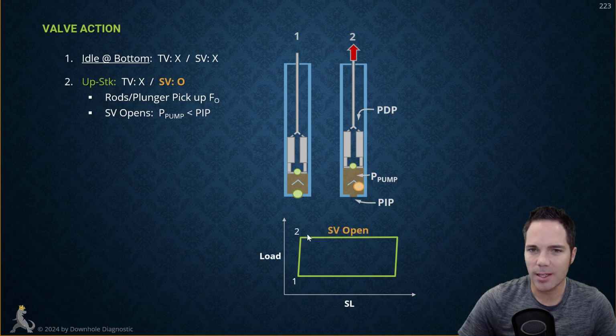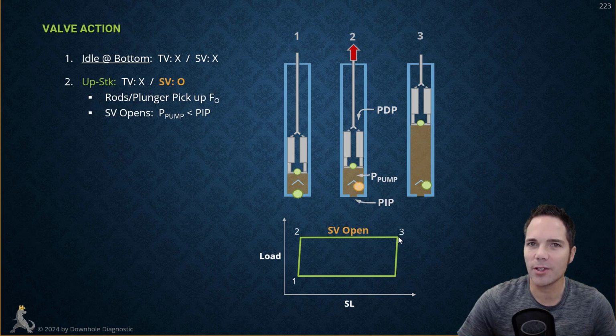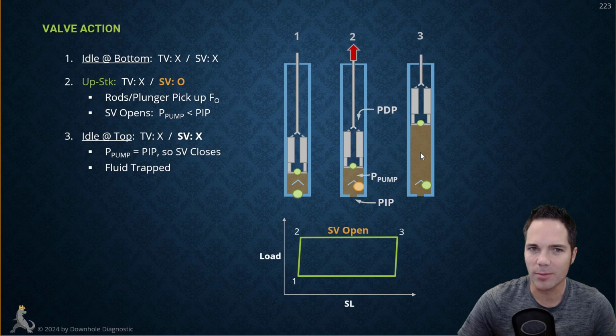So for the rest of the upstroke, the standing valve is going to be open and fluid is admitting into the pump chamber. And then we get to point 3. At point 3, this is the very top of the stroke for the plunger. Once the plunger stops moving vertically up, it's not going to create that lower pressure zone in the pump chamber. So the pressure in the pump is now going to equal the pump intake pressure.